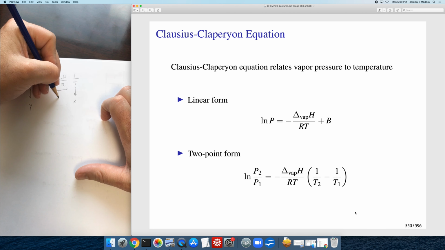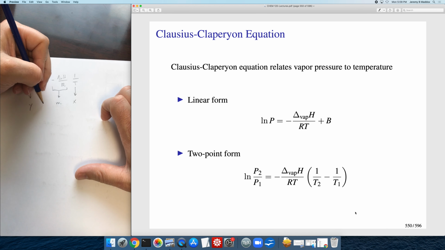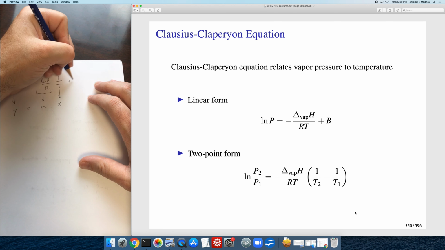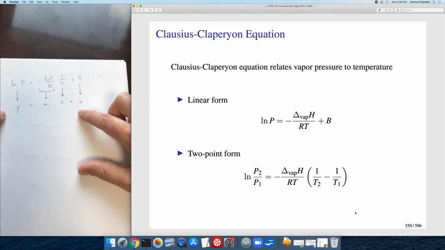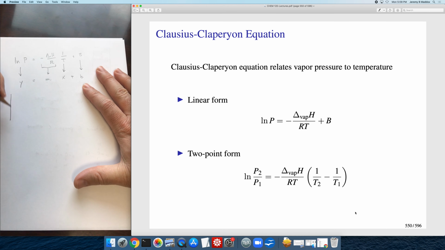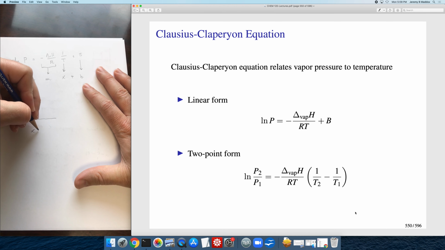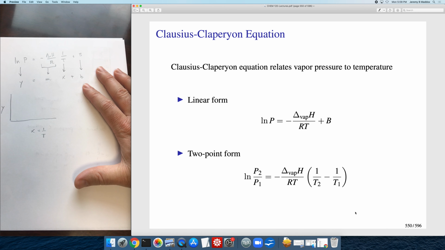We can call this a value m, and then the constant b, we'll call that lowercase b, and you'll probably recognize this as the form of a line. If you were to plot y as a function of x, in this case, because we're talking about vaporization, delta H is always positive, so the slope m is always negative.